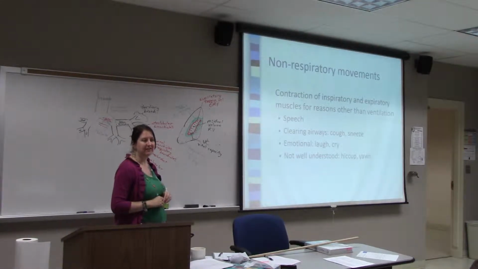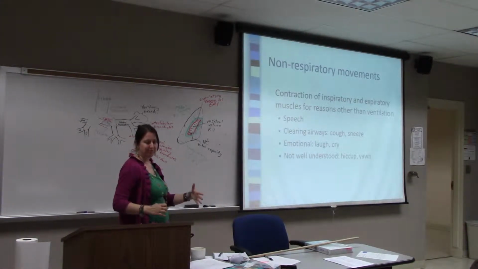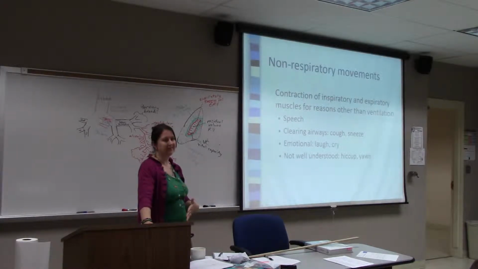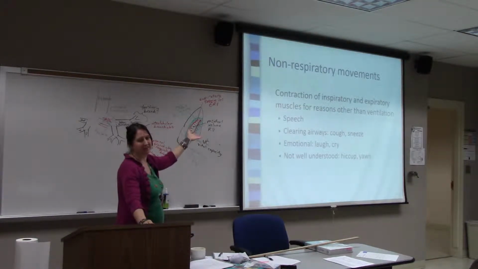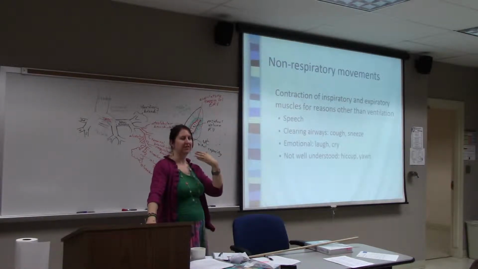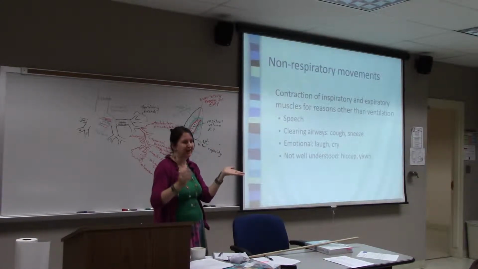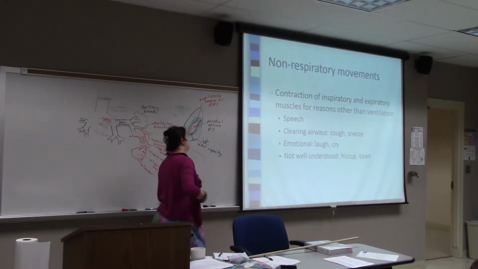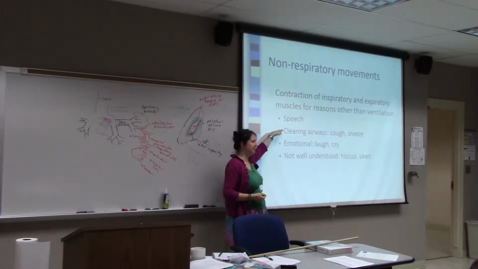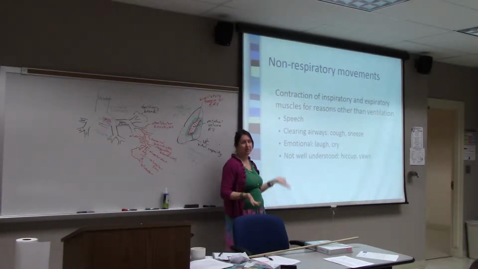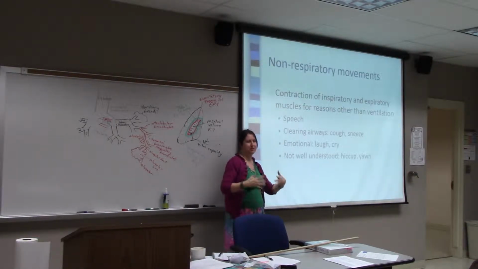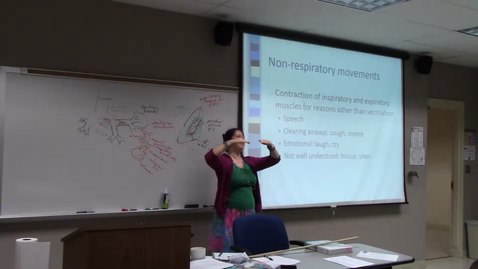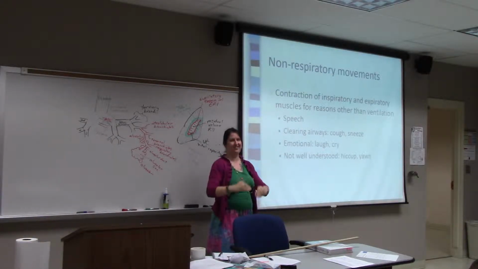Brief mention, just because I think it's interesting, of movements to your lungs using your inspiratory muscles that aren't for the purpose of getting the air in and out or ventilation. We've got speech. You take in extra air so that you can push it out through your vocal cords and make vibrations. Movements for clearing the airways, like coughing and sneezing. We also have emotional movements, laughing and crying. They both have this similar pattern of big breath and then let it out in several chunks instead of smoothly.